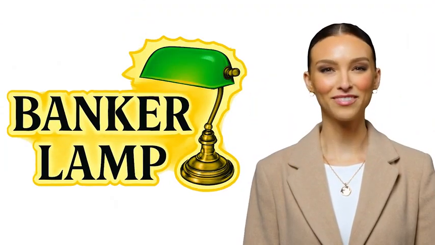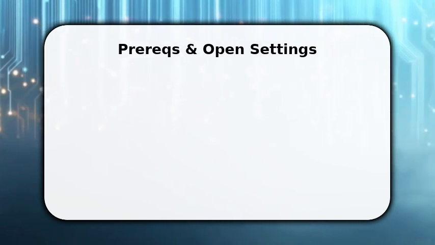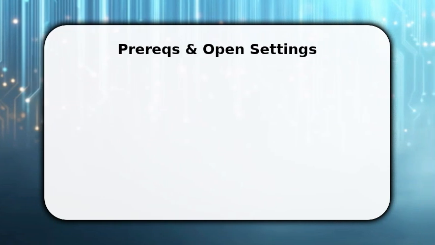Please enjoy the video. You need a charged OnePlus and the Settings app open. First, unlock your phone and go to Settings. This starts the change immediately.